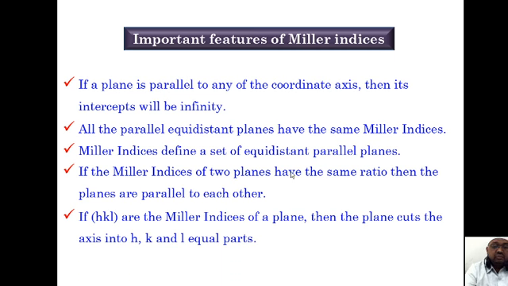If the Miller indices of two planes have the same ratio, then the planes are parallel to each other. For example, we just considered 2, 2, 2, and that is nothing but 1, 1, 1. Simply put, if h, k, l are the Miller indices of a plane, then the plane cuts the axes into h, k and l equal parts.